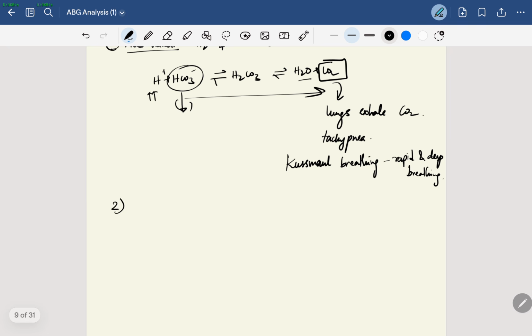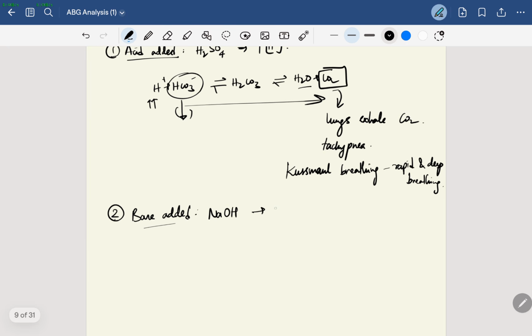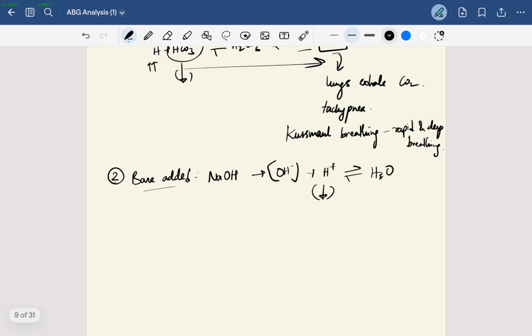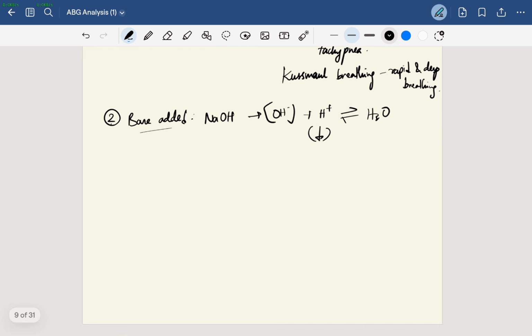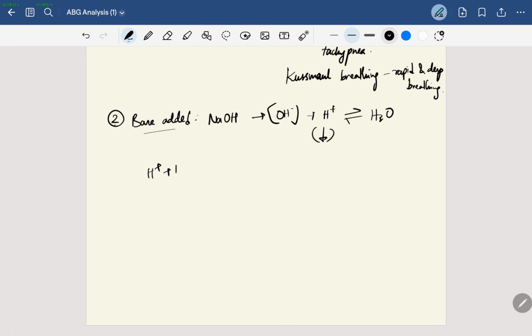Now, what happens if a base is added? For simplicity, let's consider sodium hydroxide is added to the system. This would lead to an increase in hydroxide, which obviously binds with hydrogen or protons to yield water. As a result, there is depletion of protons. Now, of course, the body needs to generate protons. So I'll just write the reaction again.